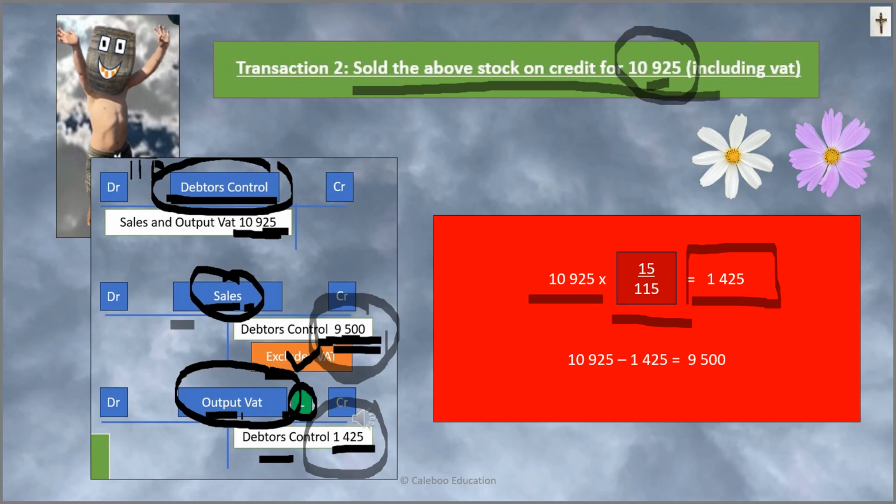And in order to calculate the sales amount excluding VAT, I say 10,925, that was the selling price including VAT, less the 1425, the VAT amount which we just calculated, is equal to 9,500. So thanks, boy. I did make a mistake on the previous slide, but hopefully that clears it up. You might not even have picked up the mistake, but I did carelessly refer to that 9,500 as the VAT amount.